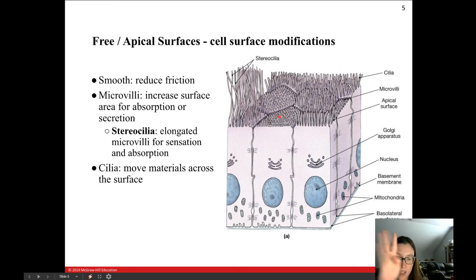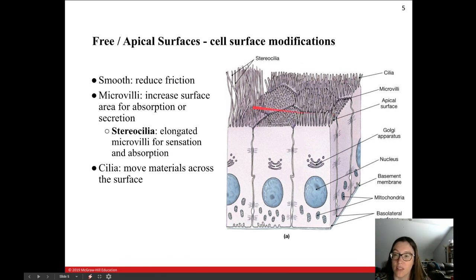So the cell is not going to move, because the cell is stuck, right? It's connected to the basement membrane over here, and it's connected to the other cells, so it's not going to move. But we're moving things. So the mucus layer usually on top of the cell is going to move. Or in the fallopian tubes, which is the oviduct, the cilia are going to move that egg down the fallopian tubes into the uterus. So these cilia can move things. So they're going to be mucus or the oocyte or different things.